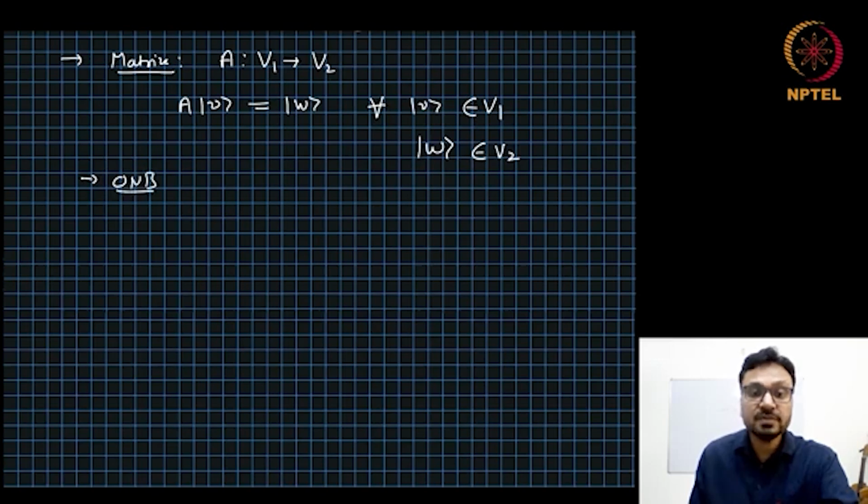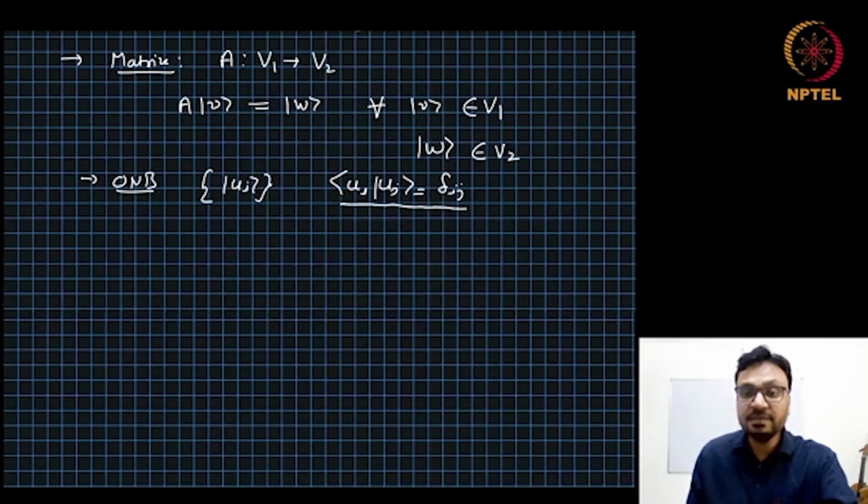Let me remind you what an orthonormal basis was. It's a set of vectors ui such that the inner product of ui with uj gives us delta ij. So let us uncompress this statement. If i is equal to j, then this is the norm of the vector u, and it should be equal to 1. If i is not equal to j, then they should be orthogonal, so the result should be 0. And this is the maximum possible set in a given vector space. And we are taking this basis in the V1 vector space.